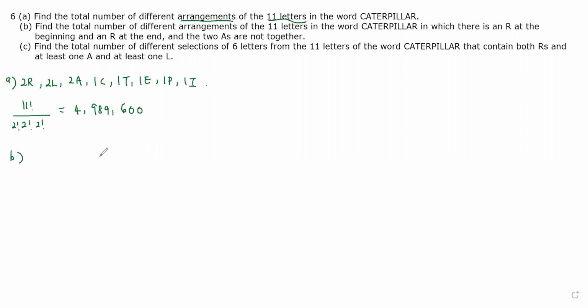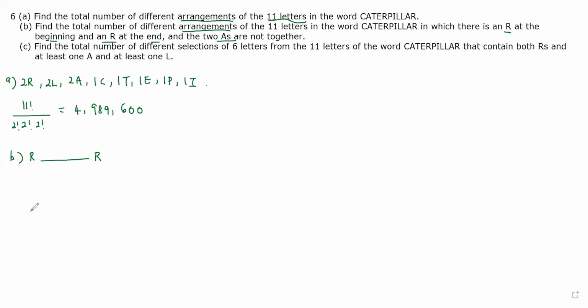For part B, to find the total number of different arrangements, again it is a permutation where there is an R at the beginning and an R at the end, and the 2 A's are not together. So let's consider this case. We have an R at the beginning and an R at the end. So this is what we have. And the 2 A's are not together.